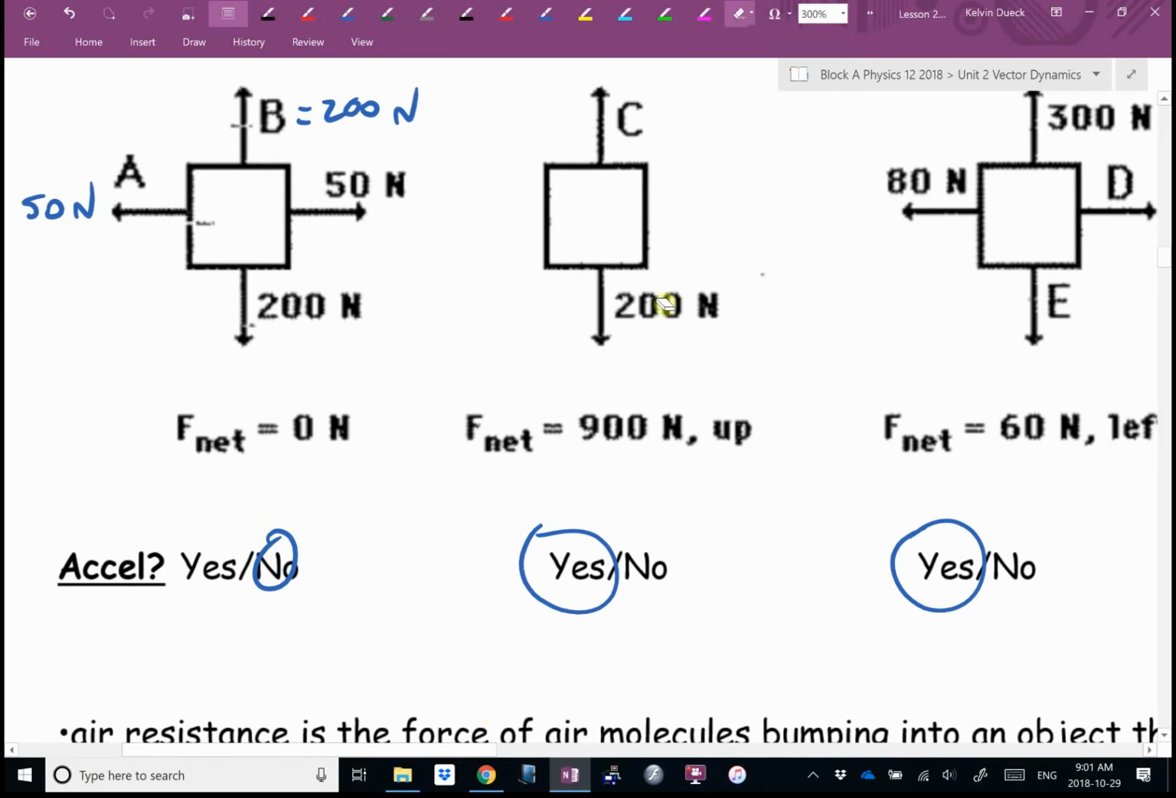hey folks, what's mystery force C? If the net force is 900 newtons up, how big must force C be? Got to be 1100 newtons. Winner minus loser gives you 900.